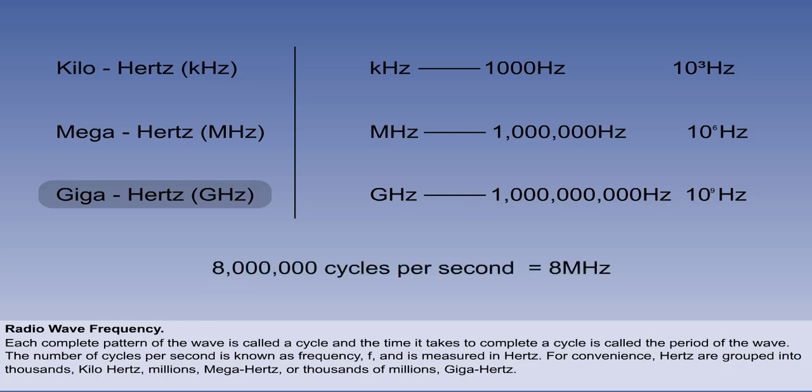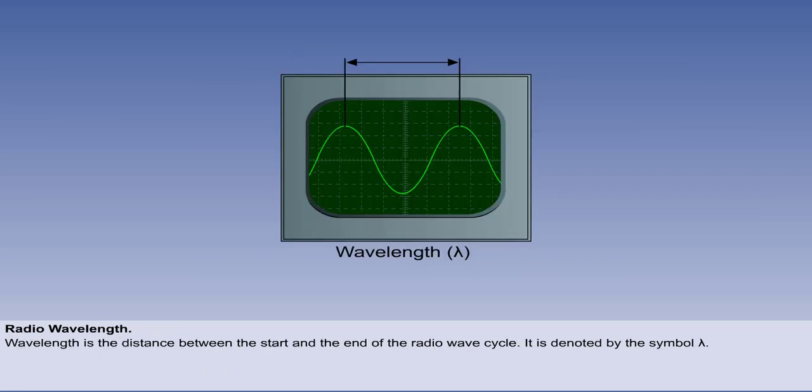So instead of saying that a radio wave has a frequency of 8 million cycles per second, we can now say that it has a frequency of 8 megahertz, written as you see on screen. The wavelength, or length, of a radio wave cycle is the distance between the start and the end of the cycle, generally shown as the distance between the peaks of two successive identical waves. It is denoted by the symbol lambda.